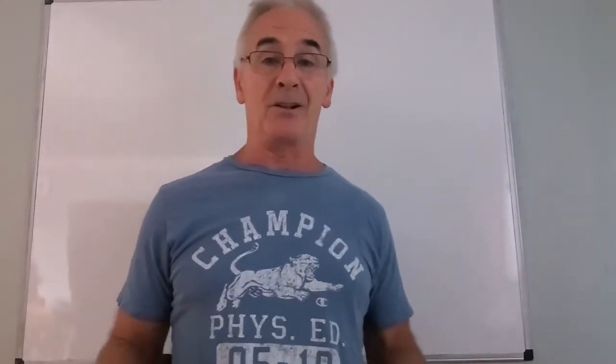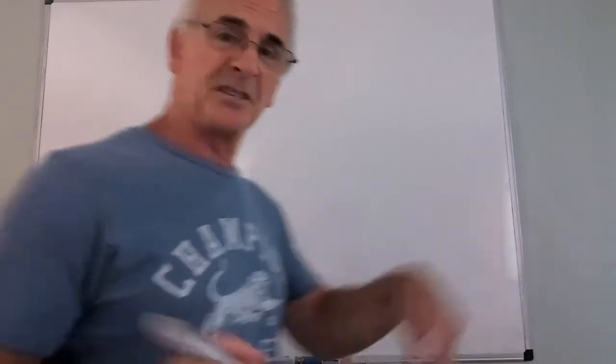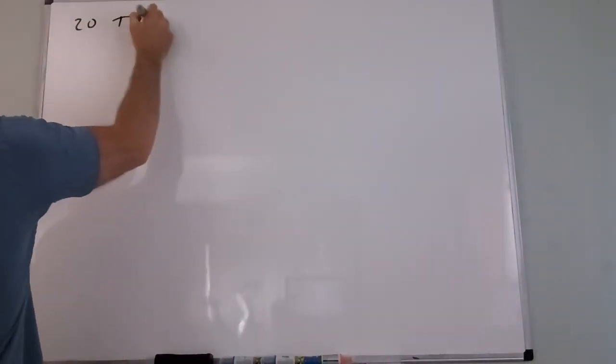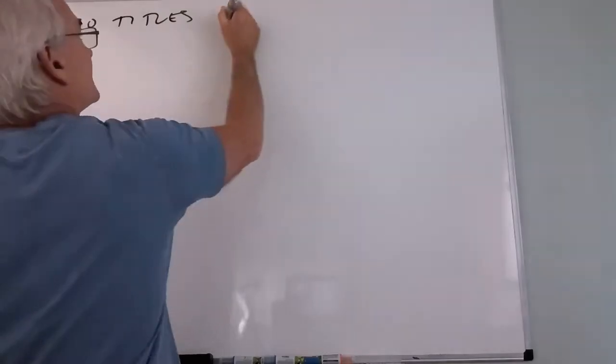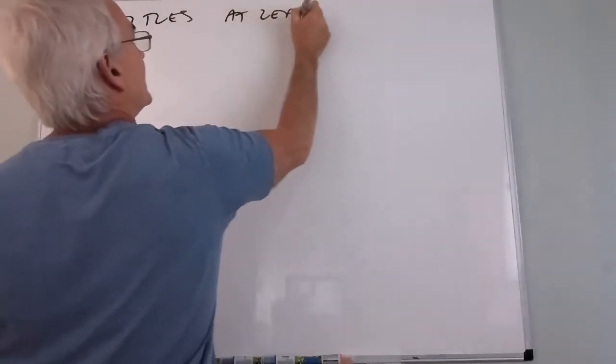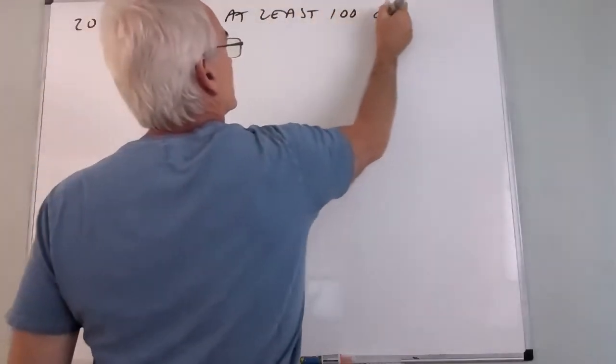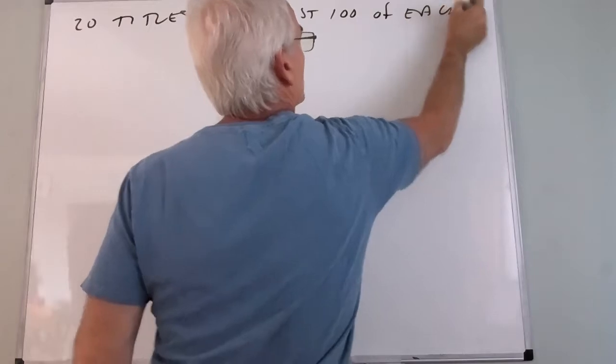And of every title, I have many books. So let's just keep it really simple. If I had 20 titles, and let's say I have at least 100 of each. This is a bookstore, right? So I got a lot of books.